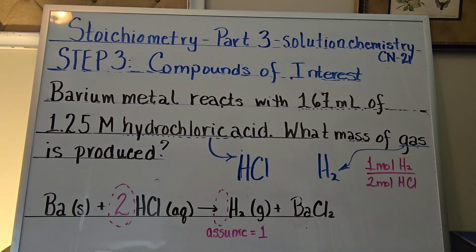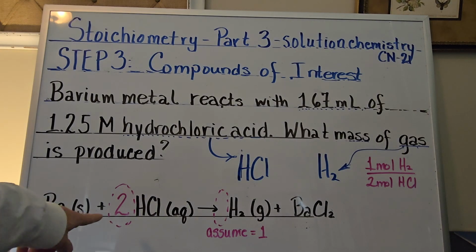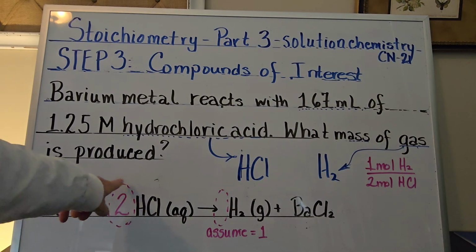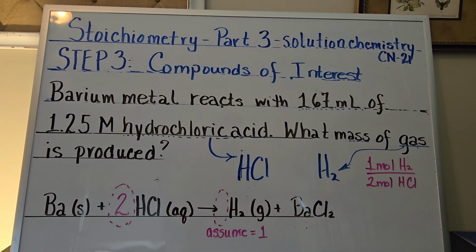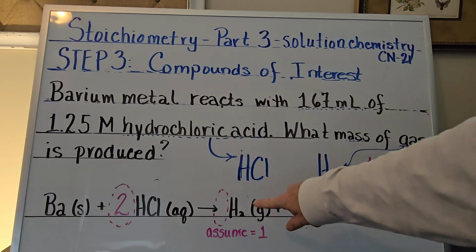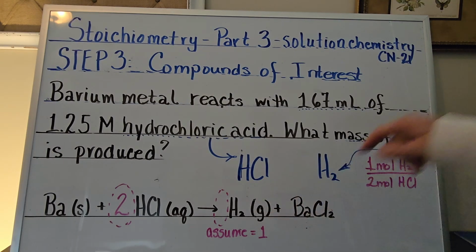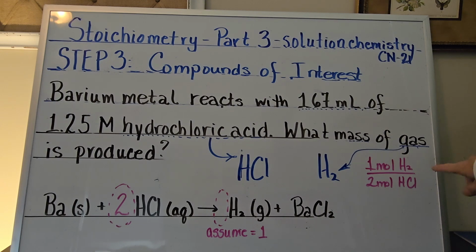So I need to link these 2 compounds together with a mole ratio, and for that I will need my balanced reaction. Here I'm going to use the coefficient of 2 for my HCl, and since there's nothing in front of hydrogen gas, I'm going to assume it to be 1. So I get the mole ratio of 1 mole of hydrogen gas is produced for every 2 moles of HCl consumed. This is a mole ratio, and it will be used as a unit factor in step 4. It's my first unit factor that I've calculated.